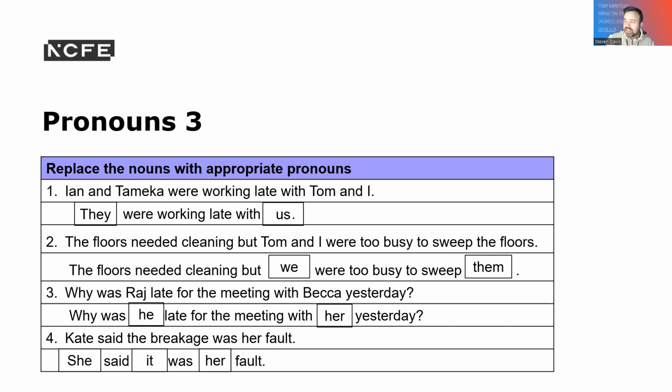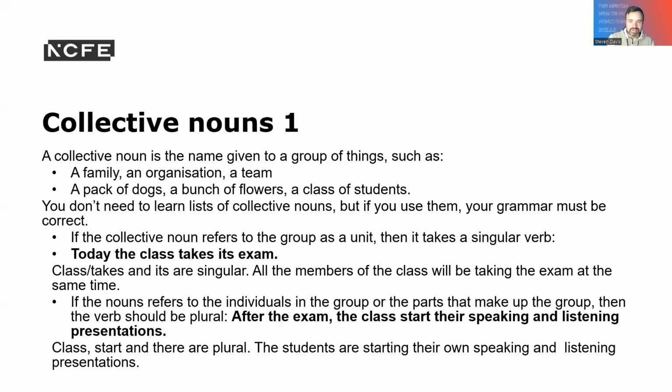Good. So you can kind of see by introducing they, us, we, them, her, those replace those nouns with appropriate pronouns. So once we've replaced and got the pronouns in there, the sentences make sense. Okay, so looking at collective nouns, a collective noun is a name given to a group of things such as a family, an organization, a team, a pack of dogs, a bunch of flowers, a class of students. We don't need to learn lists of collective nouns, but if we use them, your grammar must be correct.